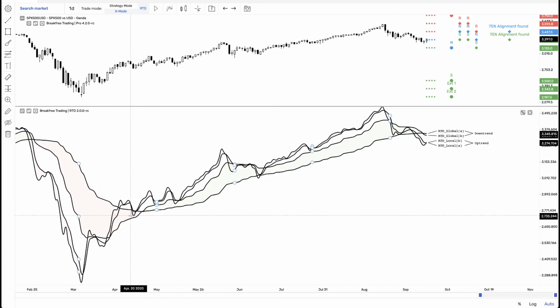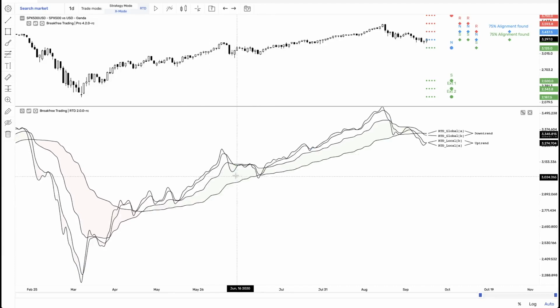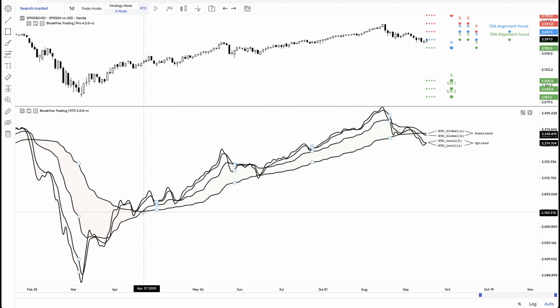Meanwhile, we had this uptrend. You can see that the local, which is moving above, has had multiple pullbacks, which all have been perfectly fine because they've all been above the global. They've just been pullbacks into the trend, just like a pullback into support, which is basically what this is. You can also see it as a support.